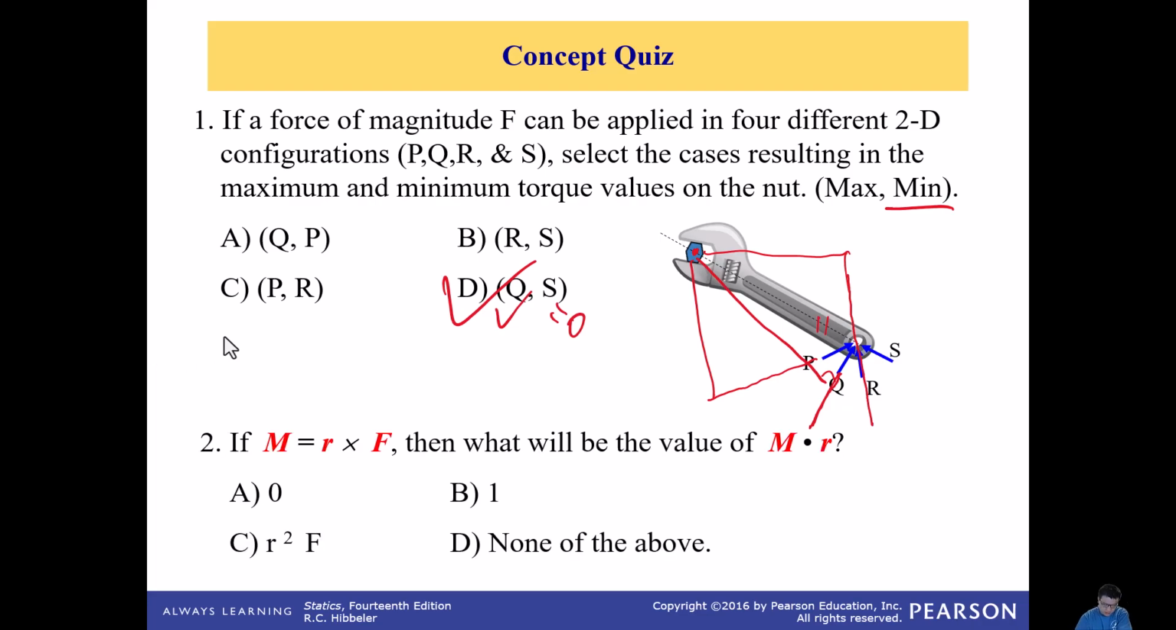So what about this one? If moment equals r cross vector F, what will be the value of M dot r? As we discussed before, the moment vector is always perpendicular to both vector r and F. So if M and r are perpendicular, the angle will be 90, and M dot r equals the magnitude of M times the magnitude of r times cosine theta. Theta will be 90, and cosine 90 will be 0. That's why the answer will be A.